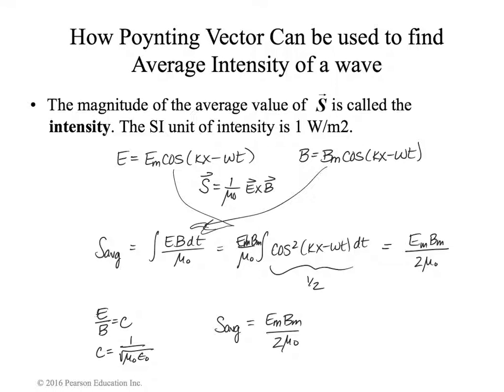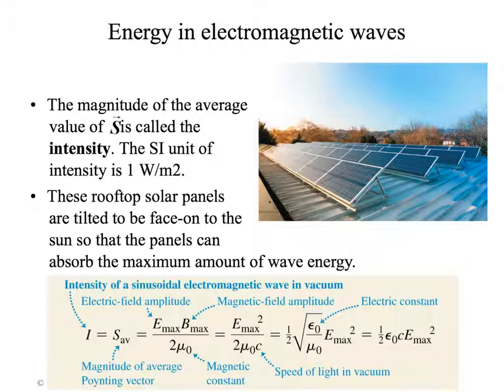Like, for instance, we could substitute B with E over c, and so we would get Em squared over 2 mu naught c, or we could also write it as 1/2 the square root of epsilon naught over mu naught Em squared. And we could do other things with the maximum magnetic field as well. It's just a matter of what values are going to be convenient for us.